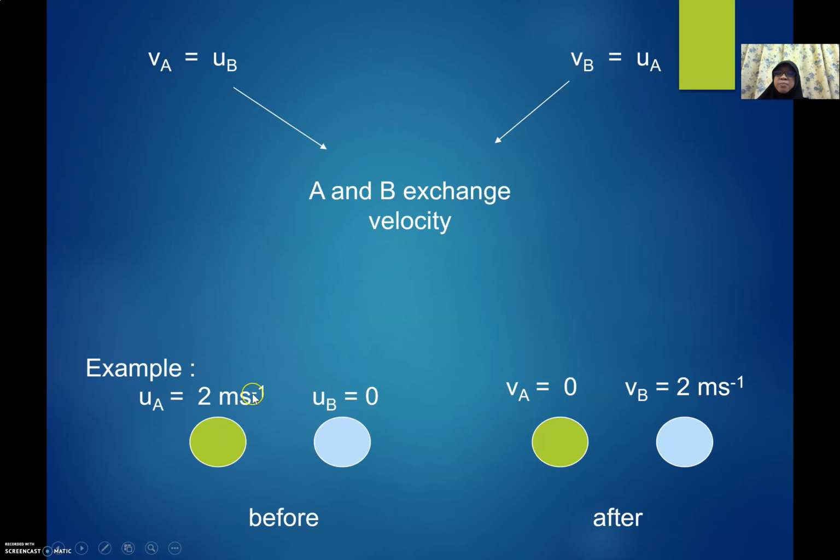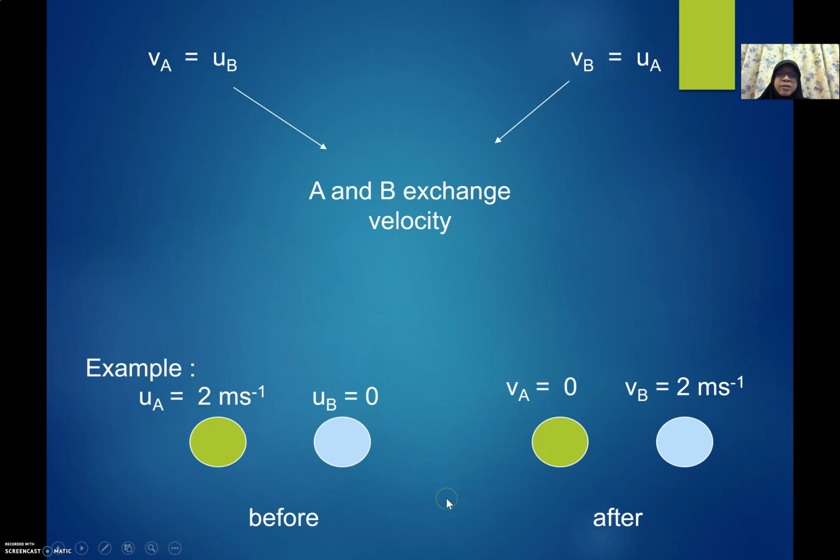So let's say before collision, UA is equal to 2 meters per second and UB is equal to 0. And then after collision, VB is equal to UA. Therefore, VB becomes 2 meters per second, whereas VA equals UB. So that means initial UB is 0, so VA becomes 0 after collision.